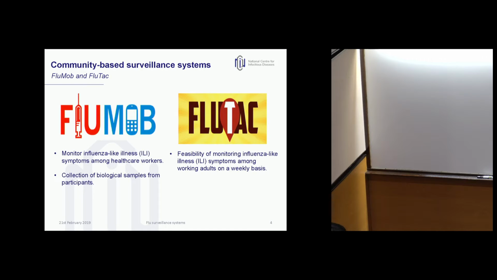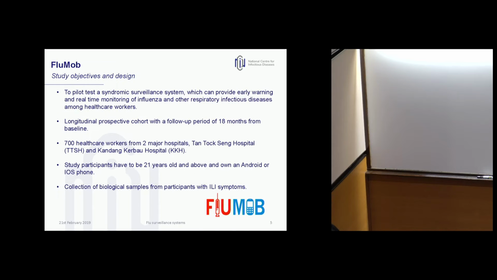So we actually came up with two. FluMob is the first version of our mobile app, and where we tested it was among healthcare workers. At the same time, we also collected biological samples so that we can characterize the influenza viruses. Then we thought, now that we have trialed it in the healthcare workers, perhaps it's time to go into the working adults, and that's when we came up with FluTech, which is the second, more advanced version of our mobile app. So maybe I just go through the first, FluMob, with you.